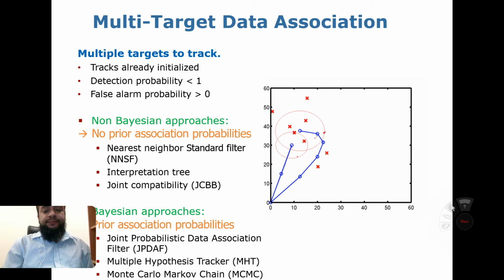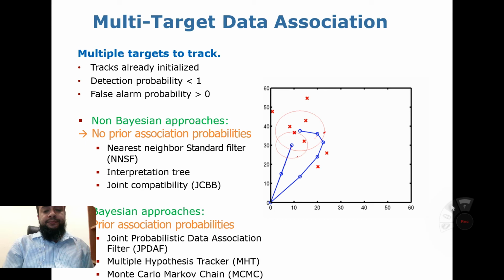Whereas this measurement totally belongs to track 2, only these two measurements lie in the validation gates of both track 1 and track 2. So there is always miscorrelation in the measurements, and it generates a lot of complexity with the association probability.